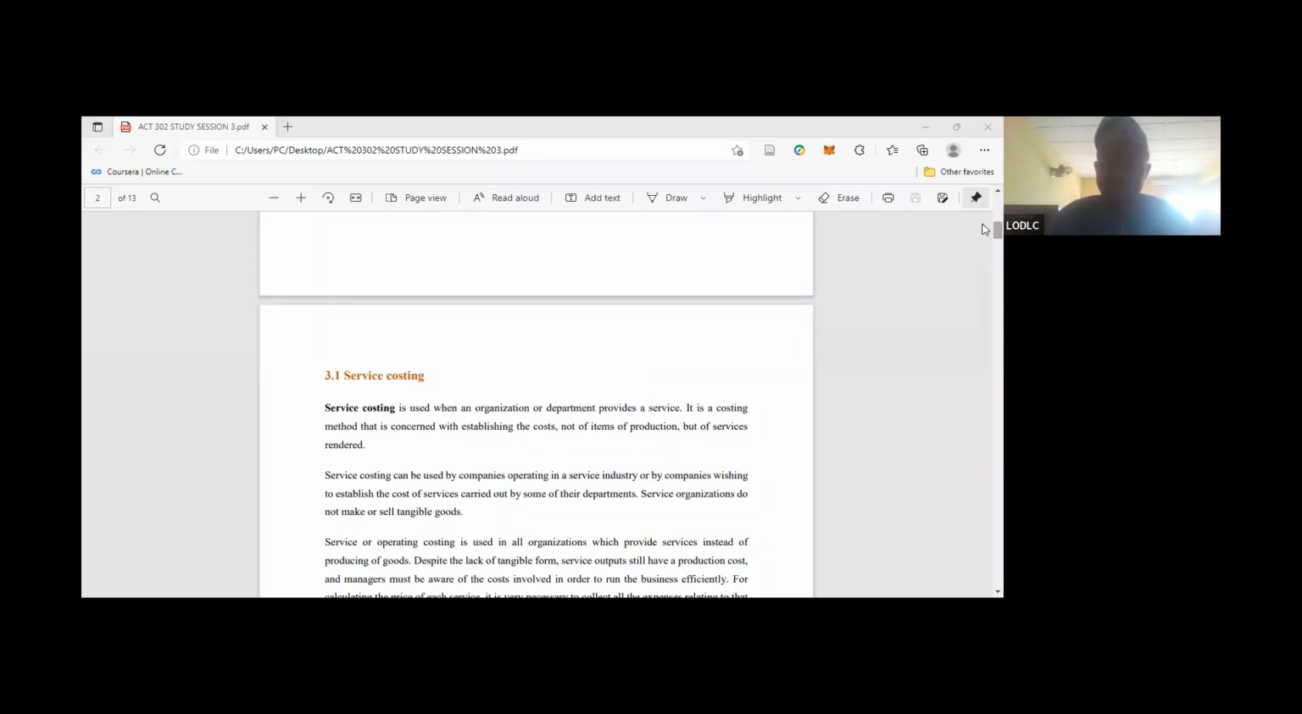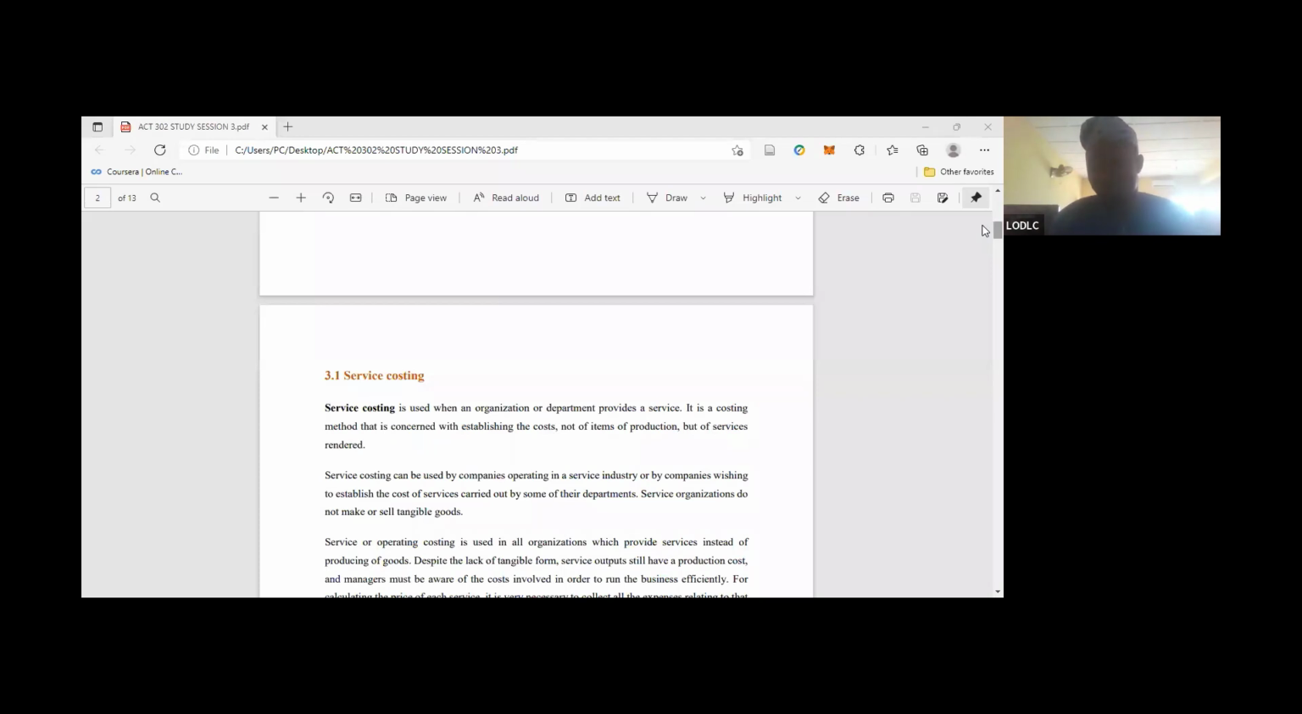Thank you. What we are saying here is that the service sector industries are very important industries in Nigeria because they contribute majorly to the Nigerian GDP. So now we need to understand how to cost. When we were talking about product costing, we talked about how to cost a product. In this case, how do we cost a service? That is why the knowledge of service costing is necessary. Service costing is used when an organization or department provides a service.